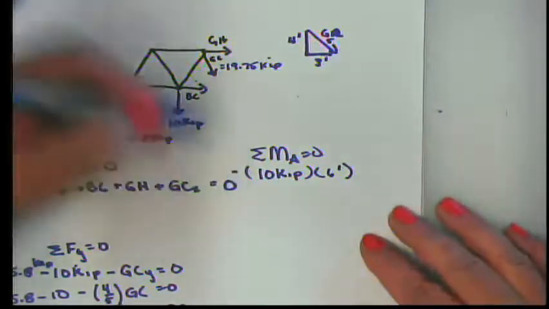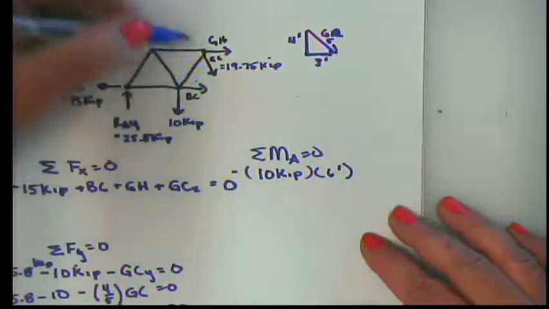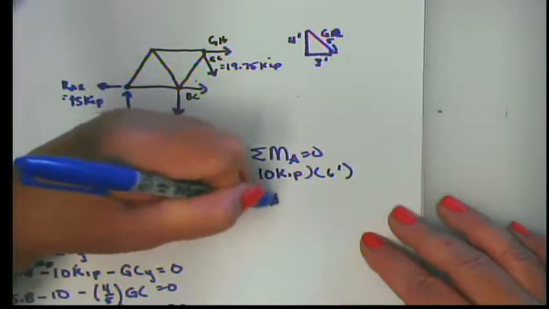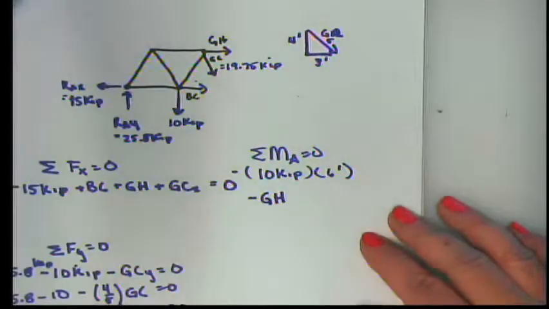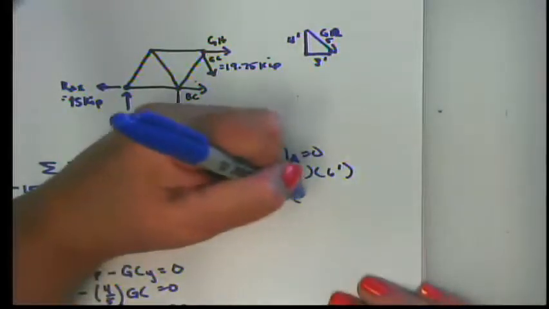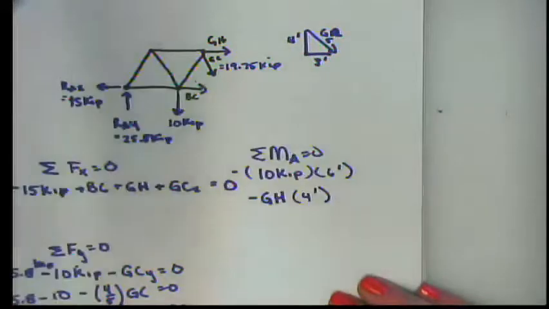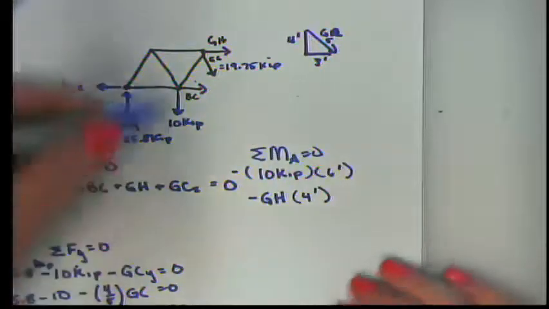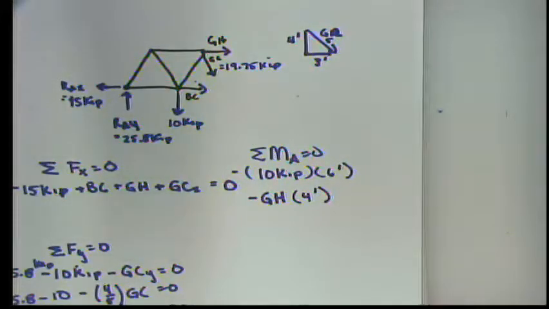And G sub H, the way I have it drawn, will also create a clockwise moment, which is negative. It's horizontal, so the moment arm is the vertical 4 feet. But then we have G sub C, which we know the value of. But the confounding factor about G sub C, the thing we haven't addressed, is that G sub C is neither horizontal nor perpendicular. So what's the moment arm?